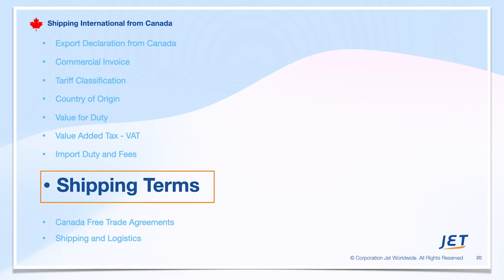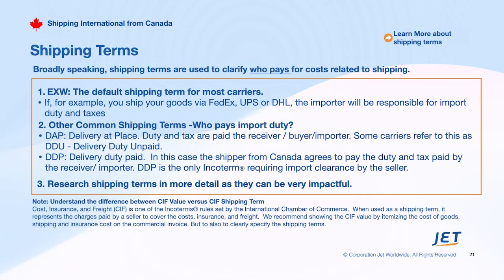Shipping terms. While the shipping terms themselves can be rather complicated, the basic idea is to determine who, between the buyer and seller, pays for costs related to shipping. There's a whole list of terms called Incoterms, which are published by the International Chamber of Commerce, which cover all sorts of scenarios. The default shipping term used by most carriers is EXW, which assigns all import duty, tax, and related costs to the importer.